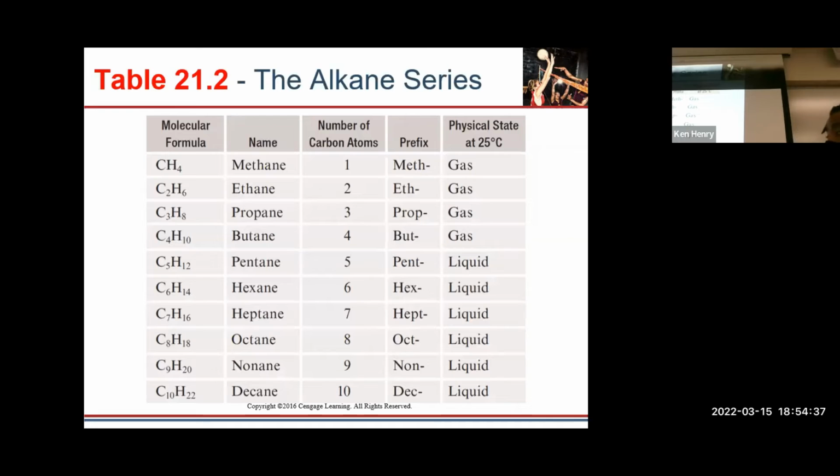So if you guys remember, meth, 1 carbon. Eth, 2 carbons. Prop, 3 carbons. But, 4 carbons. Pent, 5 carbons. Hex, 6 carbons. Hep, 7 carbons. Oct, 8 carbons. Non, 9 carbons. Dec, 10 carbons. So you want to know that.